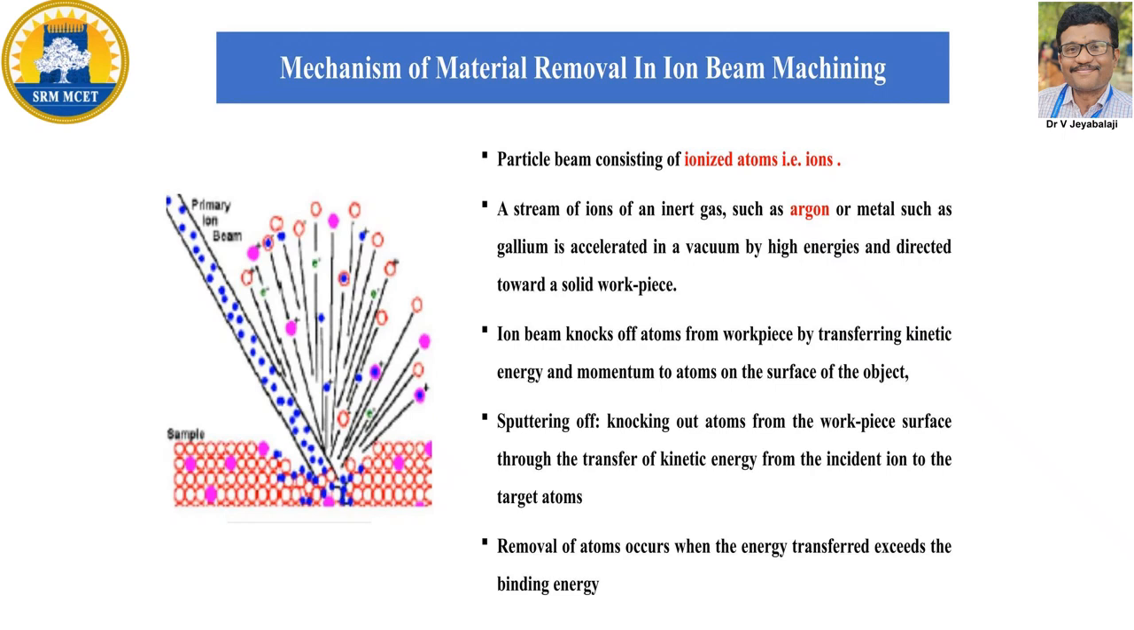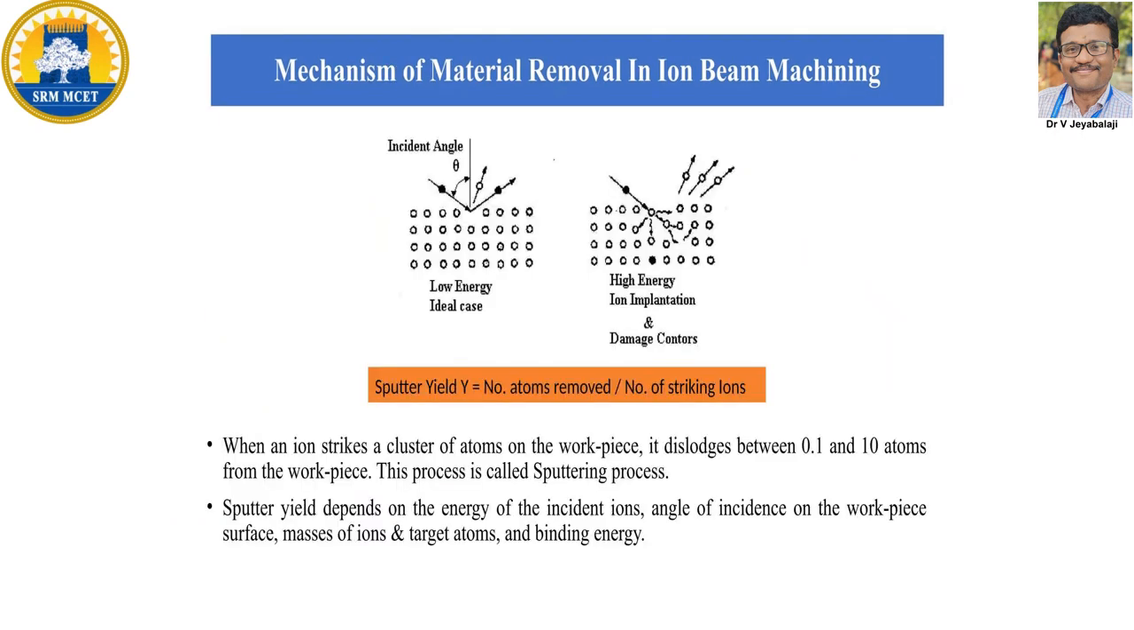The ions hit the workpiece with a high momentum and hit the object. Then sputtering occurs, knocking out atoms from the workpiece surface through the transfer of kinetic energy from the incident ions to the target atoms. The removal of atoms occurs when the energy transferred exceeds the binding energy. So this is also a mechanism.